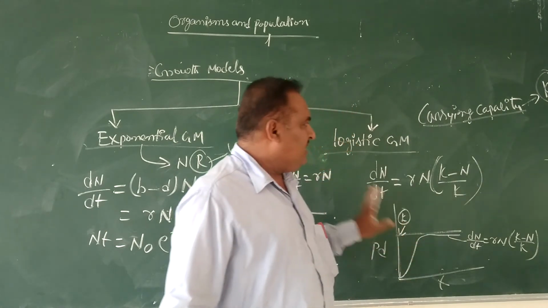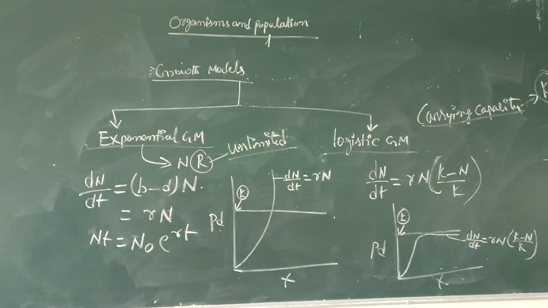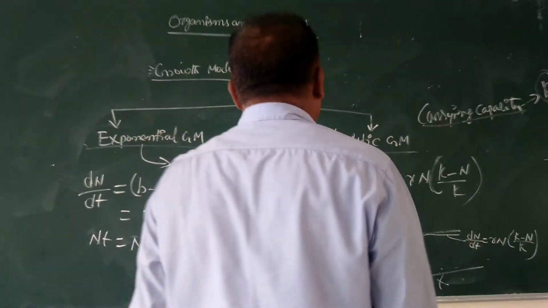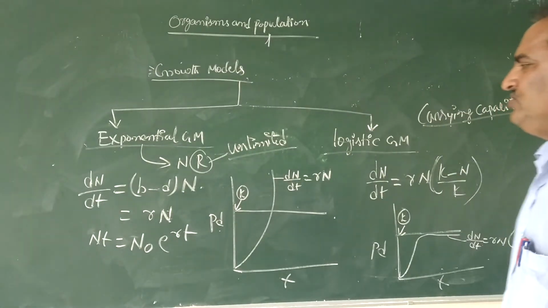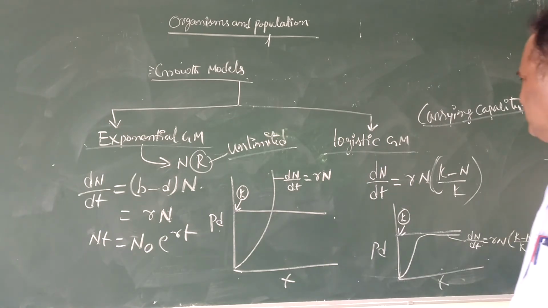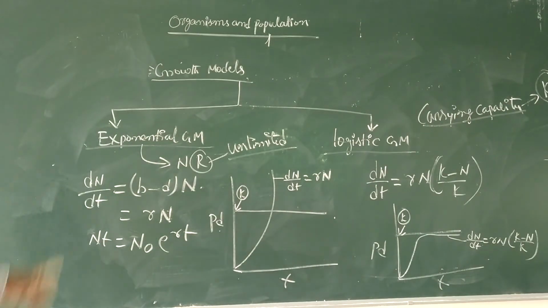Here K means carrying capacity. Carrying capacity means every ecosystem or every environment has limited resources to support a maximum number of individuals. That is called carrying capacity. It is about the growth models in a population.